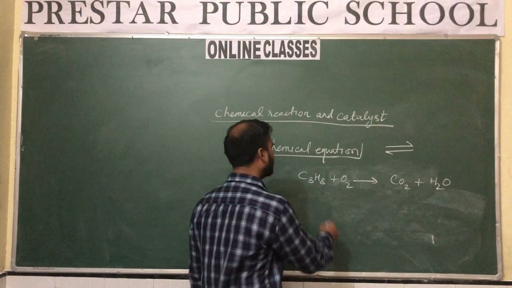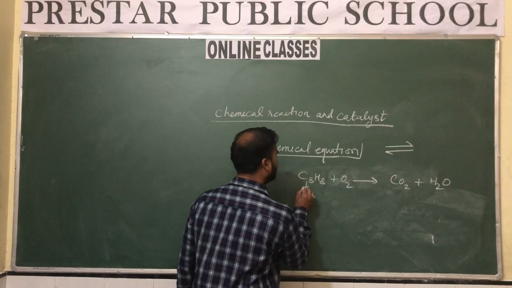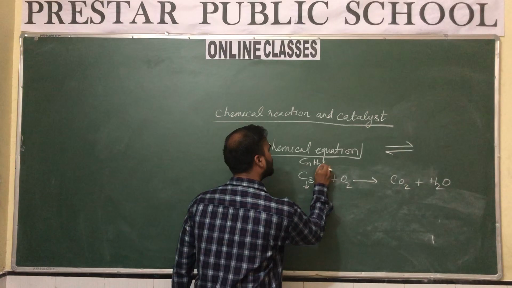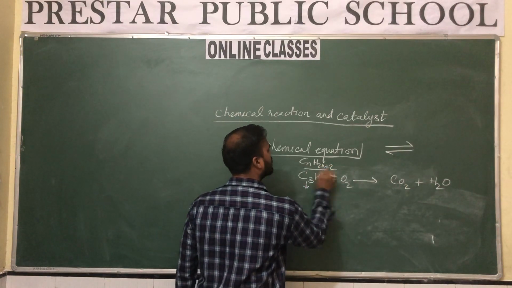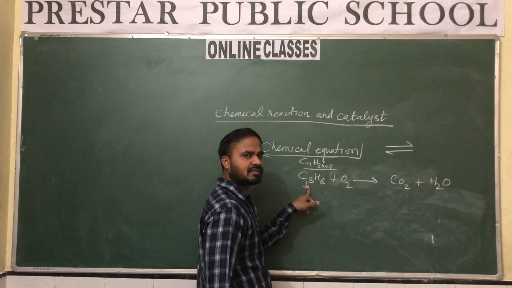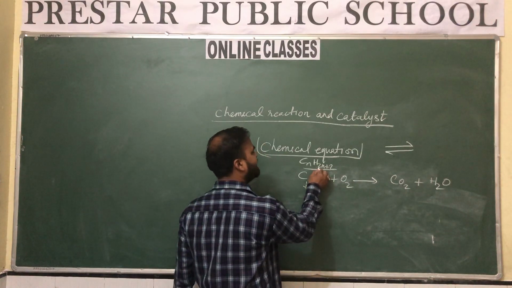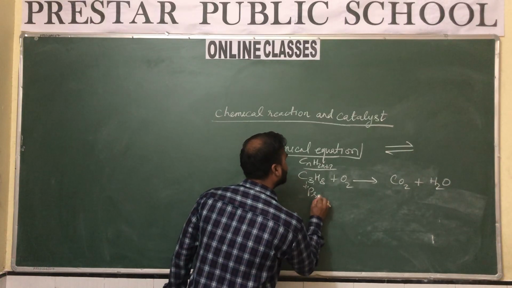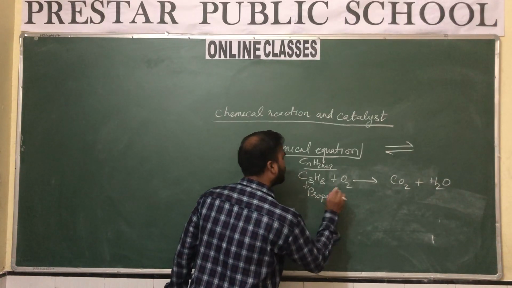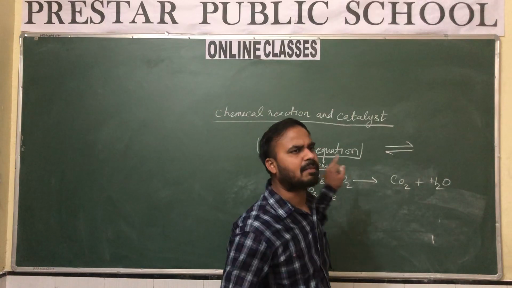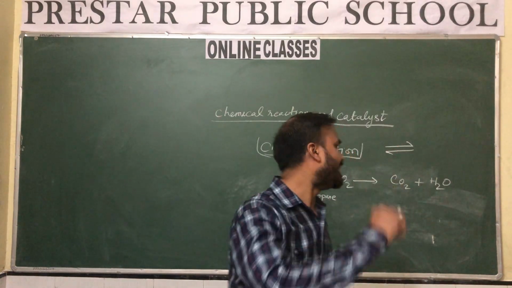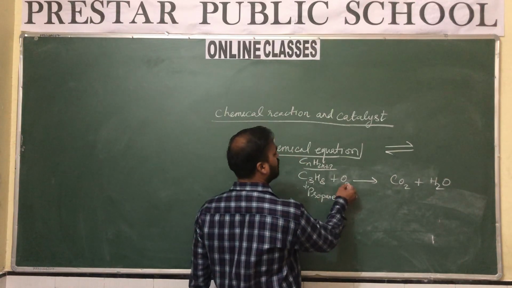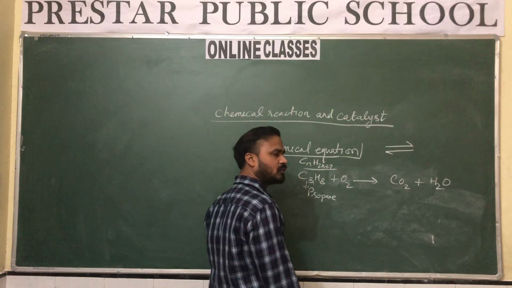So first see, C3H8, beta. It is an alkane. Alkane means if 3 carbons are there, then its name will be propane. We will discuss all these things in carbon compounds, but I am just telling the name. It is propane. Propane will react with oxygen, then carbon dioxide and H2O are formed.